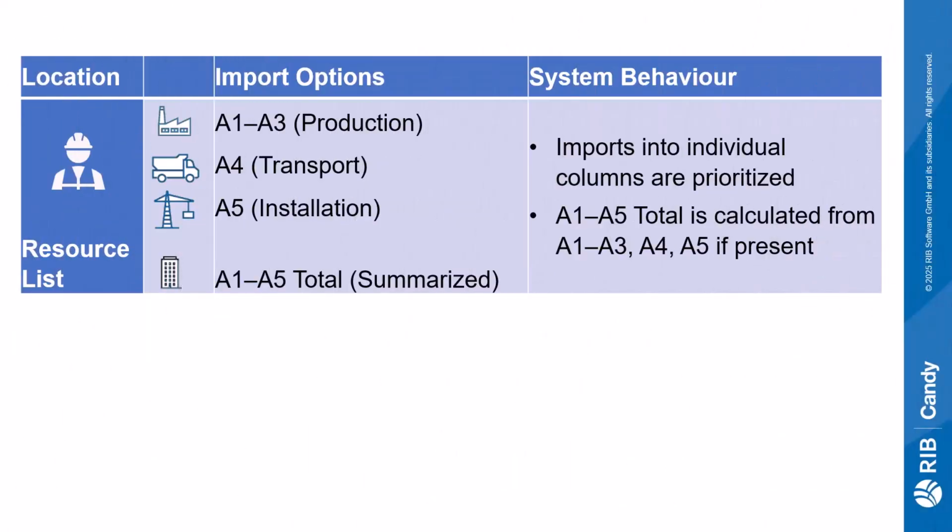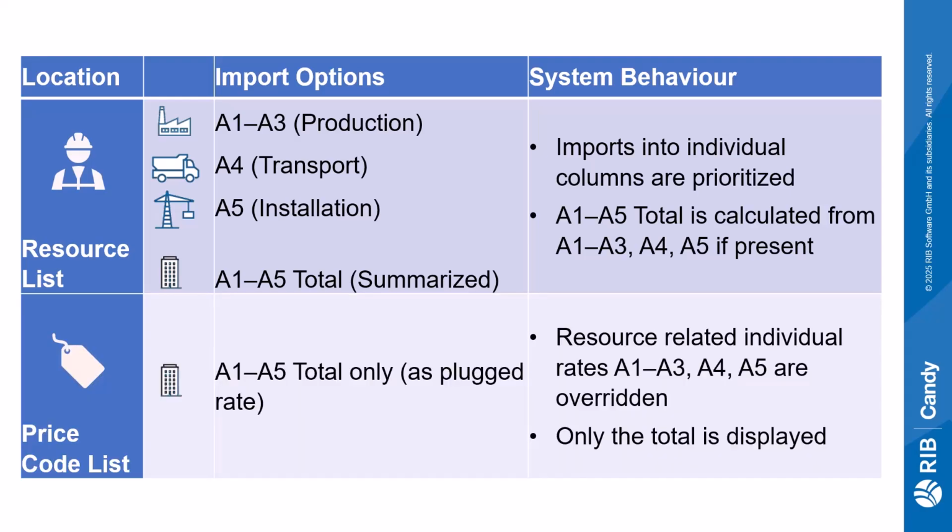To recap, carbon rates for resources can be imported for the individual modules A1-3 to modules A5 or for the combined total column A1 to 5. However, if rates for both the individual modules and the combined total are present, the combined total will be overwritten with the sum of the individual modules. Note, only combined total rates can be imported for price codes, and it will override any existing individual module rates.